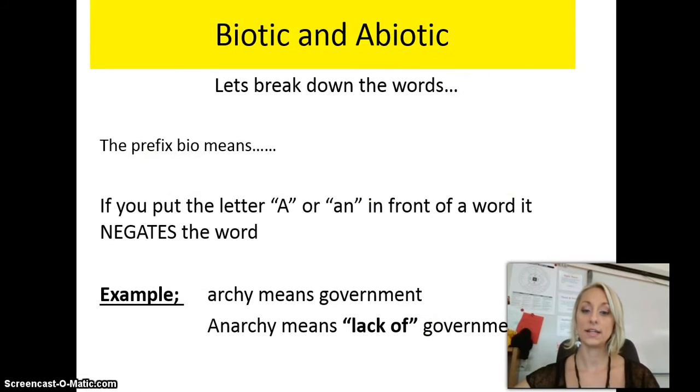Now we have abiotic and biotic factors. Let's break down the word. The prefix bio means life. If you put an a or an an in front of a word, it negates the word. For example, archy means government. If you put an in front of it, it becomes anarchy, which means no government or lack of government.